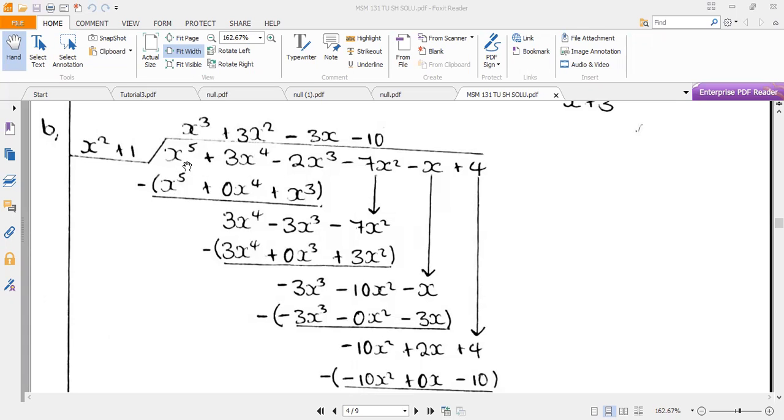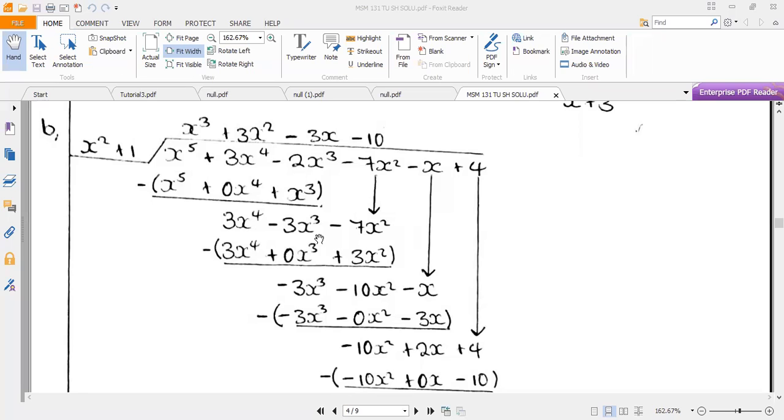So x power 5 minus x power 5 is 0. Then 3x power 4 minus 0x power 4 is 3x power 4. Because we're not subtracting with anything, we just bring down the 3x power 4. Then negative 2x power 3 minus x power 3 will be minus 3x power 3. Then we drop the negative 7x squared here. So 3x power 4 divided by x squared will be 3x squared. Then 3x squared times x squared will be 3x power 4. Then 3x squared times 1 will be 3x squared.